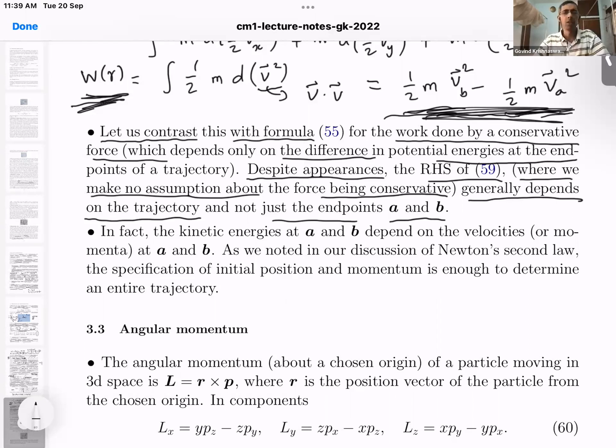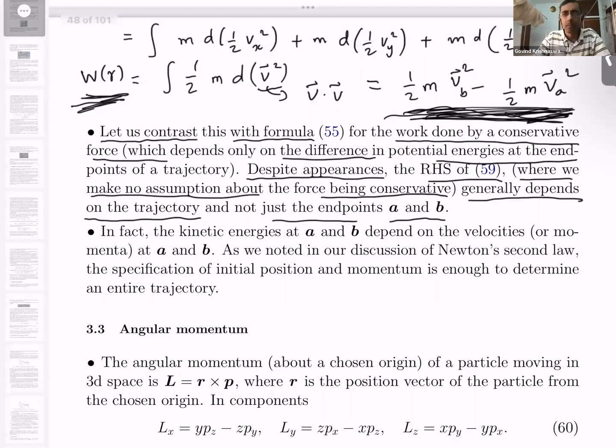Yeah, that was on general grounds. We came to that conclusion. Having come to that conclusion, now we have got a formula that seems to violate that conclusion. This formula seems to depend only on the endpoints, and on the velocities only at the endpoints. How could this happen? Okay, so this is the puzzle.